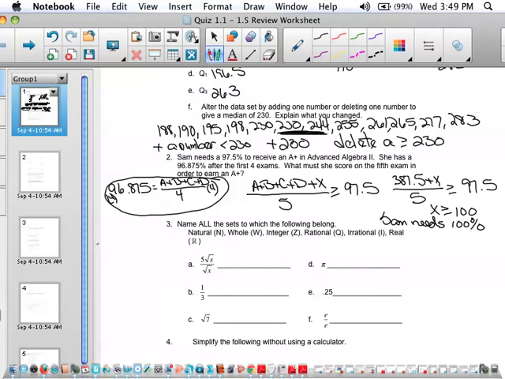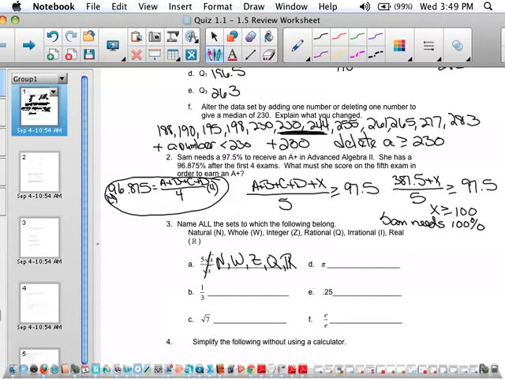Okay, number 3 says name all the sets to which the following belong. So of course when you look at the first one, hopefully you recognize they cancel. So you just have 5. Well, 5 is a natural number. 5 is a whole number. 5 is also an integer. 5 could be written as a rational number. And 5 is also a real number.